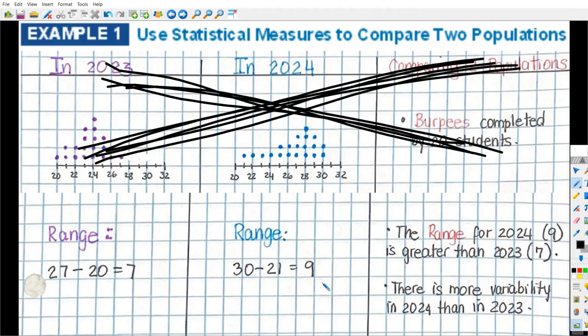The range for 2024 is greater than the 7 for 2023. Therefore, there was more variability in 2024. It was more spread out. This is more together. That means there was more variability in 2024. Some kids scored low, some kids scored higher than they did in 2023. Pause the video, write this down. No outlier, no skewed data. It's mean and range.